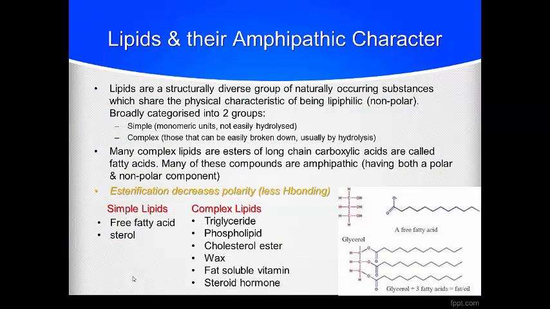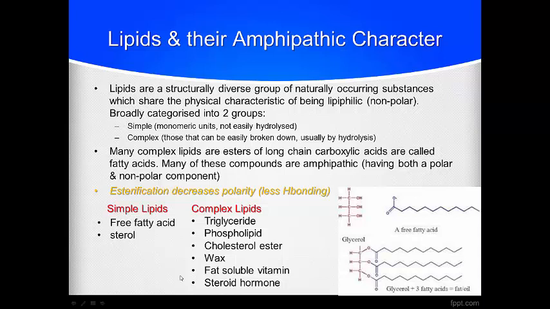So lipids are a structurally diverse range of naturally occurring substances which share the physical characteristics of being lipophilic, so non-polar, and are broadly characterized into two groups. So they're simple or complex. The simple are monomeric units that are not easily hydrolyzed, and the complex ones can be broken down using hydrolysis. So the complex lipids are esters of long-chain carboxylic acids, and they are called fatty acids. Many of these compounds are amphipathic, having both polar and non-polar components.